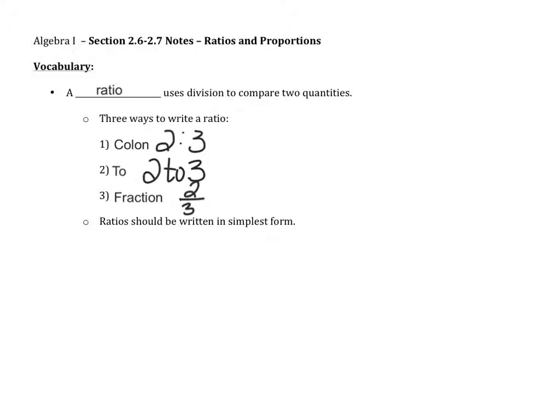Always remember to write your ratios in simplest form. No matter if you used a colon, the word to, or you wrote it as a fraction, they should always be written in simplest form, meaning they should be in lowest terms. And just an added side note here, we will typically write ratios in the form of fractions. Not that it would be incorrect to write them with a colon or with the word to, but typically we will see them as fractions.